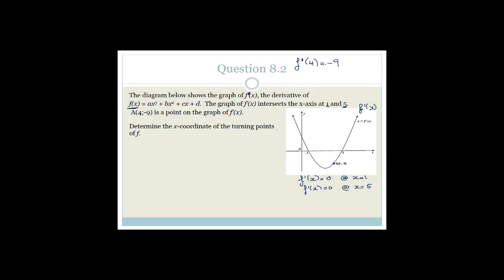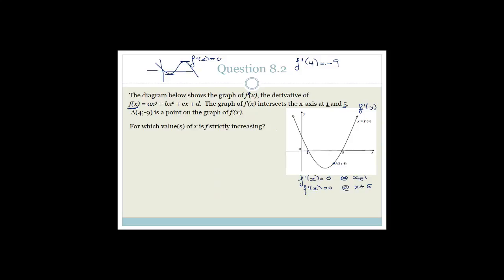Now it says determine the x coordinates of the turning points of f. Well, we were told that f dashed of x equals 0 at x equals 1 or at x equals 5. But what do we know? For any cubic graph like that, the turning points occur where the gradient is 0, in other words, where f dashed of x is equal to 0. So these points here are where f dashed of x equals 0, which means these points are the turning points. So you've got a turning point at x equals 1 and a turning point at x equals 5. I don't know if it's a maximum or minimum, I just know that that's what it looks like. At this point, all we're discussing is the fact that there is a turning point at x equals 1 and a turning point at x equals 5.